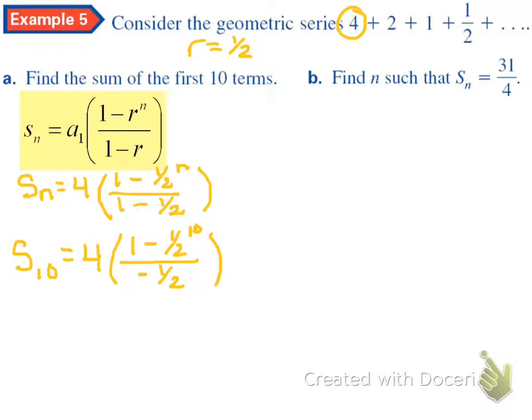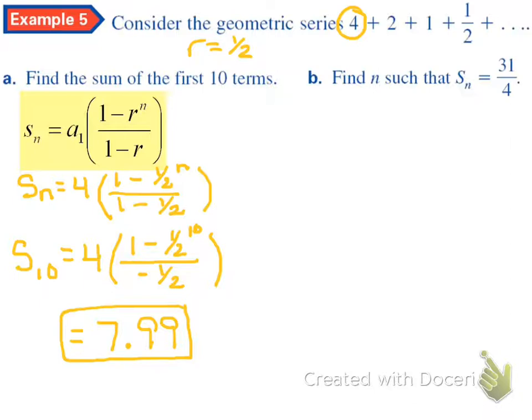At this point, because we use calculators in this class, you could just go ahead and punch this into your calculator just as it appears here on the screen. Once you've punched this into the calculator, you should end up with that the sum of 10 terms is equal to 7.99. Alright, let's move to part B.